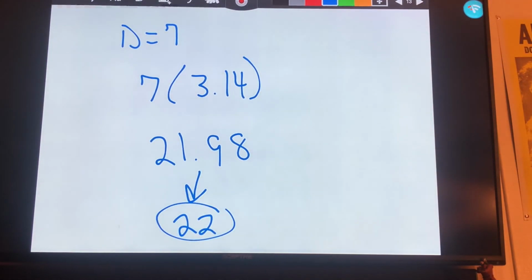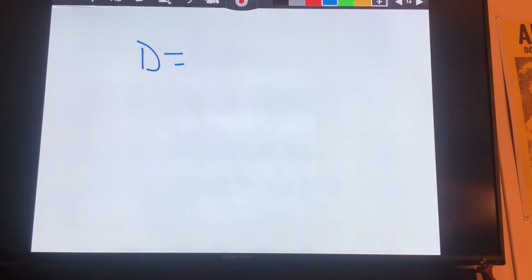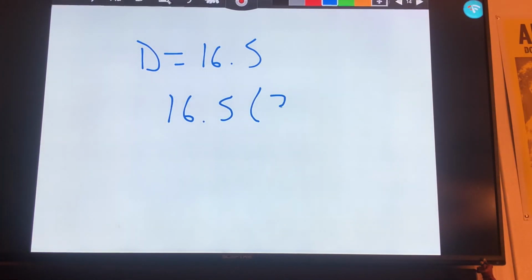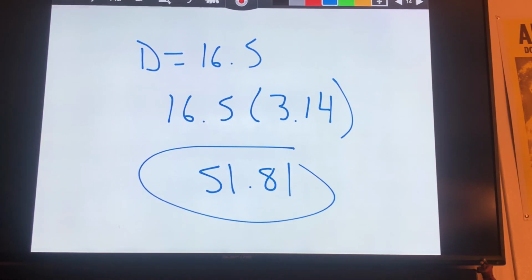Alright, let's look at, let's see, let's do 3. It says diameter equals 16.5. Well, we take 16.5 and do what? 16.5 times 3.14. Let's see what we get. So we got 51.81, and that will be in millimeters.